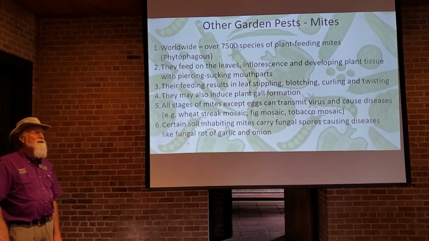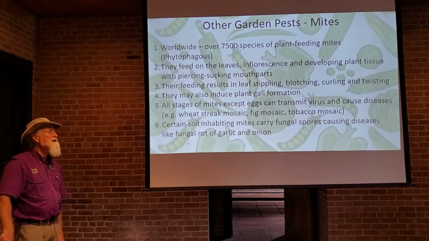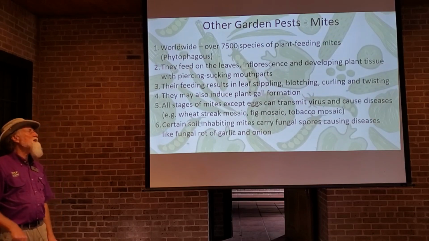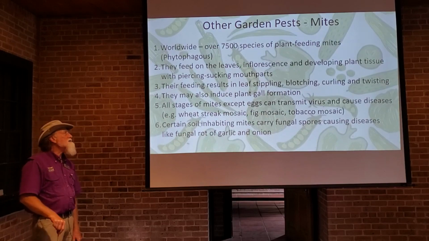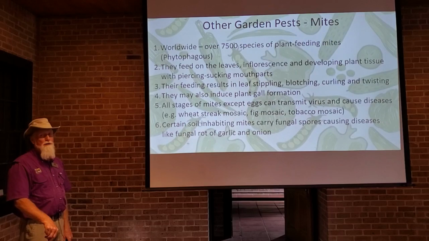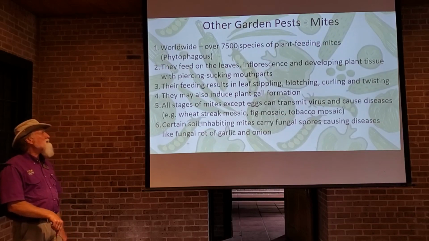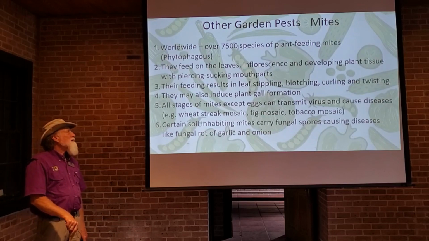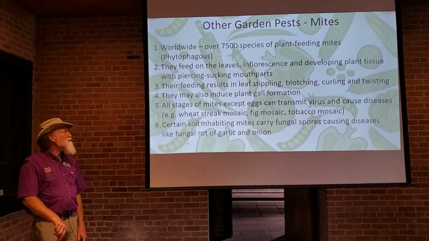Their feeding can cause the stippling, as I talked about earlier. It will cause curling and twisting. It can cause a rusty appearance on developing fruit, such as the rust mite on citrus. They can even cause gall formation because as they're feeding with their piercing, sucking mouth parts, they're injecting enzymes and other things into that wound, and the plant reacts by forming a gall.